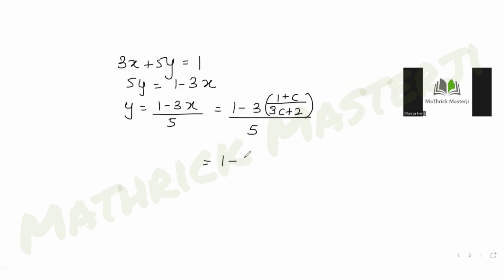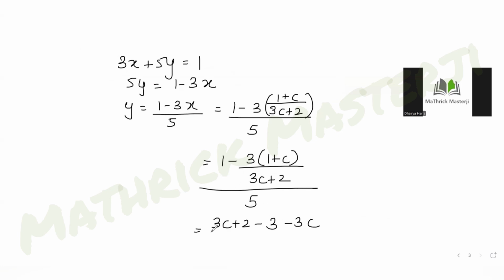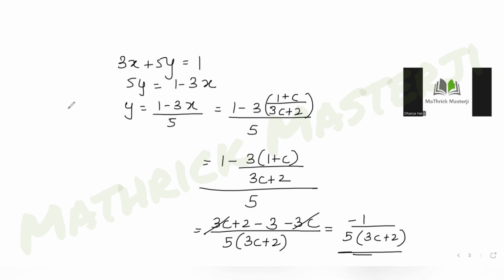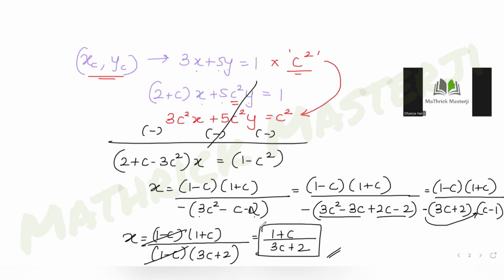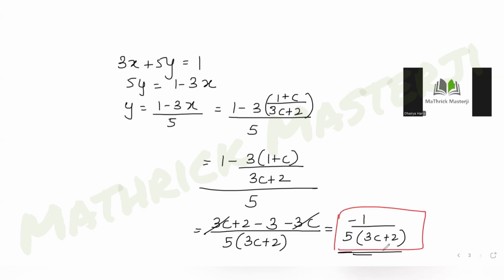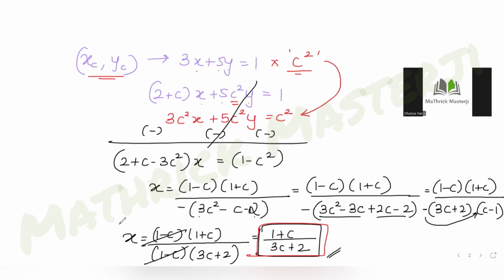So I get from here 1 minus 3 times (1 plus c) divided by (3c plus 2), the whole thing divided by 5. So I get here (3c plus 2 minus 3 minus 3c) divided by 5 times (3c plus 2). From here, this and this get cancelled. 2 minus 3 is negative 1, so negative 1 over 5 times (3c plus 2). So you have your x coordinate and y coordinate of the intersection point of the two lines. You got x as (1 plus c) over (3c plus 2) and y as minus 1 over 5 times (3c plus 2). So I have both coordinates of the intersection point, xc and yc.